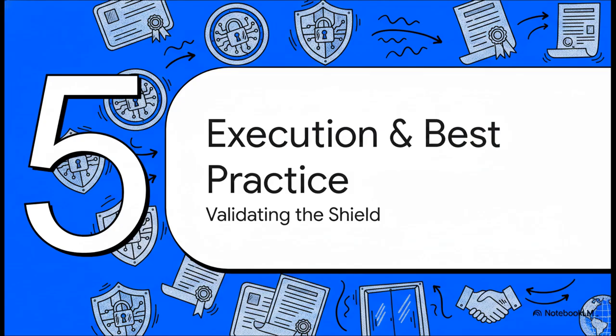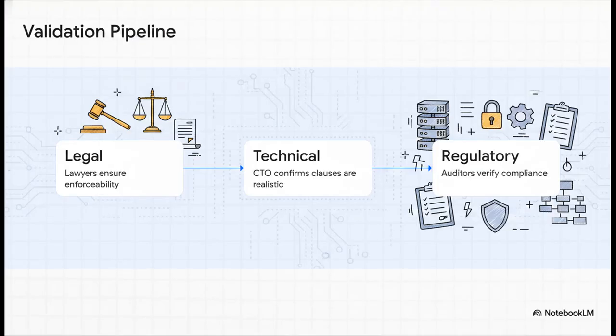Okay, let's bring it all together. Section 5. Execution and best practices. Validating the shield. So how do we make this real? A strong license actually requires seamless alignment across your whole organization through a 3-step validation pipeline. Step 1 is legal validation, where qualified lawyers ensure the terms will hold up in your jurisdiction. Step 2 is technical validation, and this is vital. Your CTO and security teams have to ensure the access controls you're promising are actually technically realistic. Finally, Step 3 is regulatory validation, where auditors step in to verify that you meet strict industry compliance standards, like in healthcare or finance.